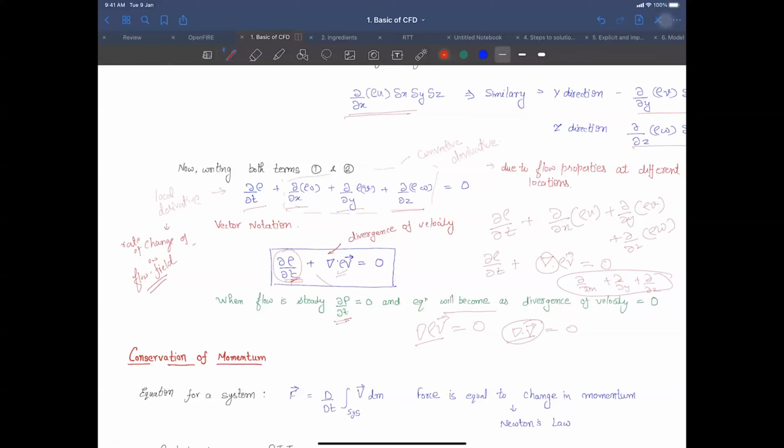This is important, remember this. It will be useful when we go to the conservation of momentum and other things, where we will be solving the Navier-Stokes equations. So for incompressible flow, the divergence of velocity is 0.